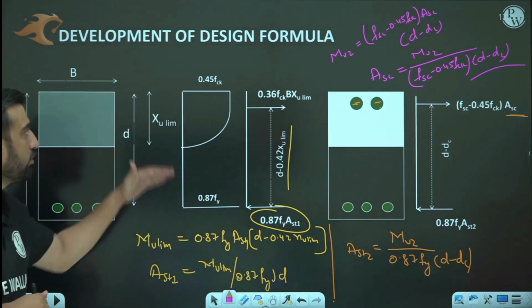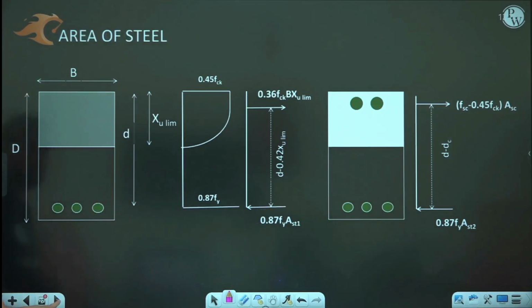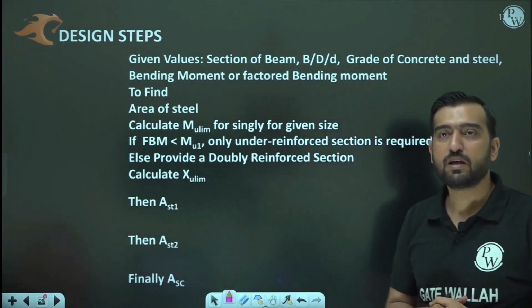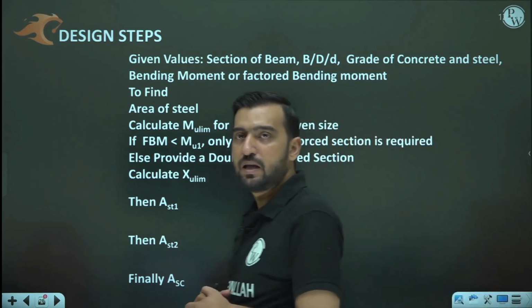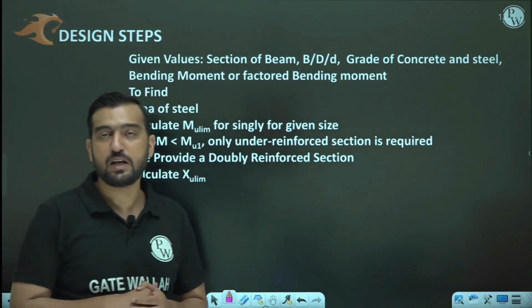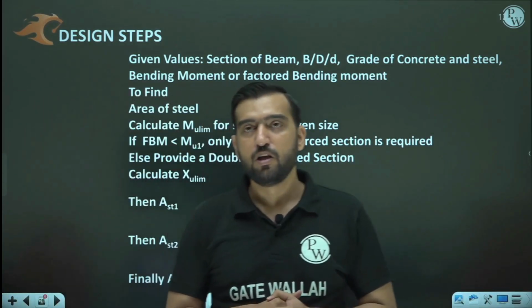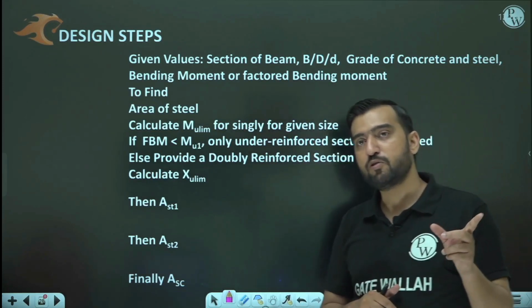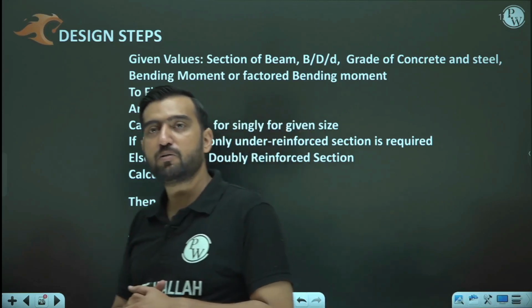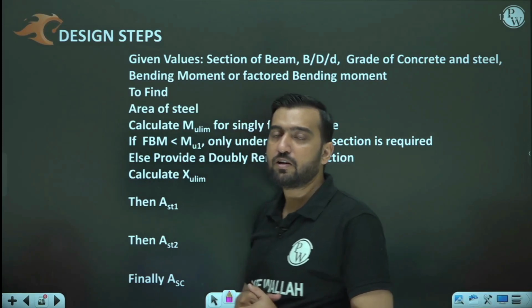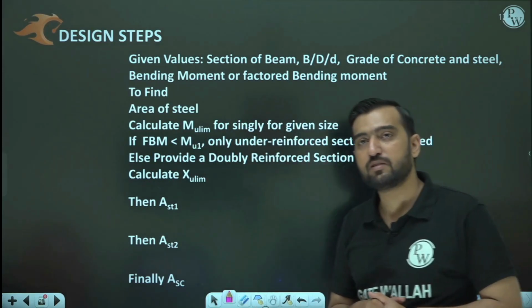If I want to conclude it in a step manner, first of all, see what values are given to us. Values given are the section, or you can say b and D, grade of concrete and steel, and bending moment or factored bending moment. And what we have to find? We have to find the area of steel in tension as well as the area of steel in compression. In total we calculate area of steel three times: two times for the tension zone, one for Mu1 and another for Mu2, the excess bending moment, and the third time we calculate Asc, again corresponding to Mu2, the excess bending moment.